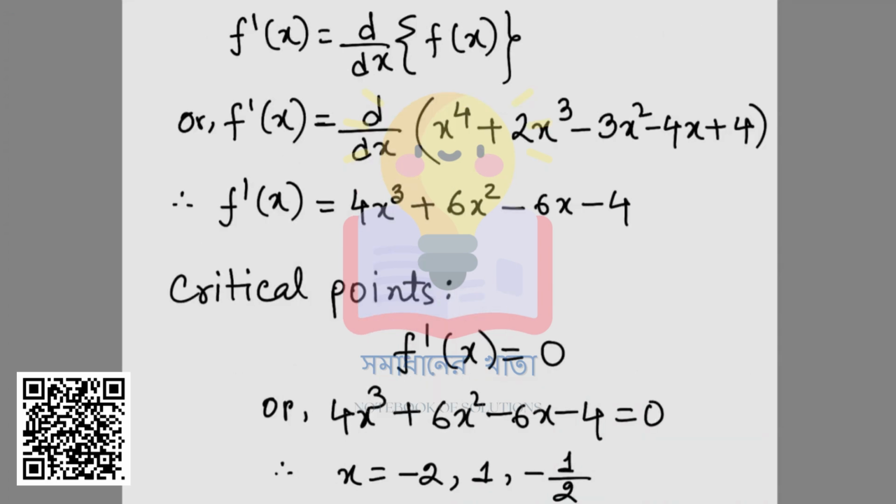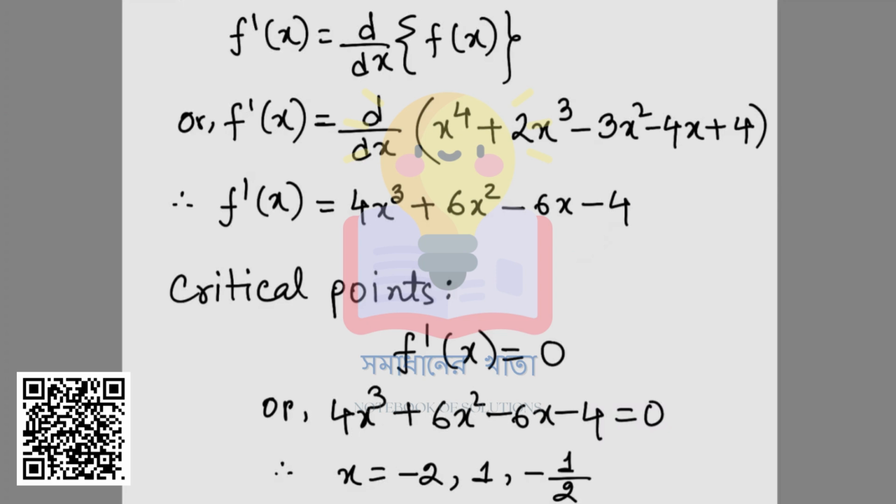To determine the first derivative, we have to differentiate the given function once. So, here we have written d dx of f of x. In the place of f of x, we will replace it by the function, and we know if we differentiate x to the power 4, it gives us 4x cube. If we differentiate 2x cube, it gives us 6x square. That's how we get our first derivative.